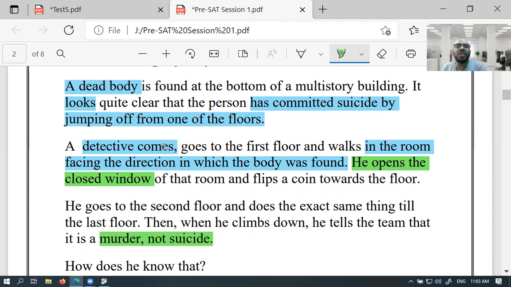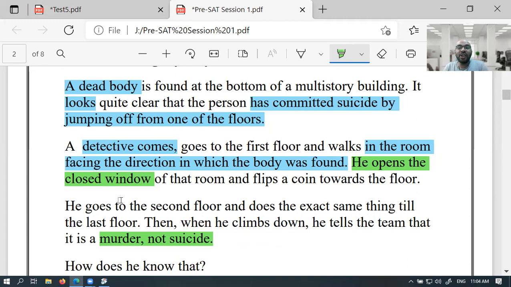So how would he jump from it? You know, because here at the beginning it says it looks like he has committed suicide by jumping off from one of the floors, and they figured out the room facing the direction in which the body was found. And in this room, the window was closed. So how come? It was not suicide, of course.